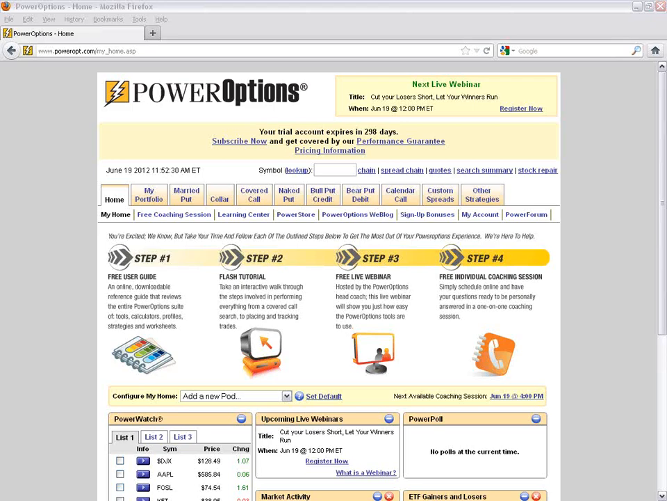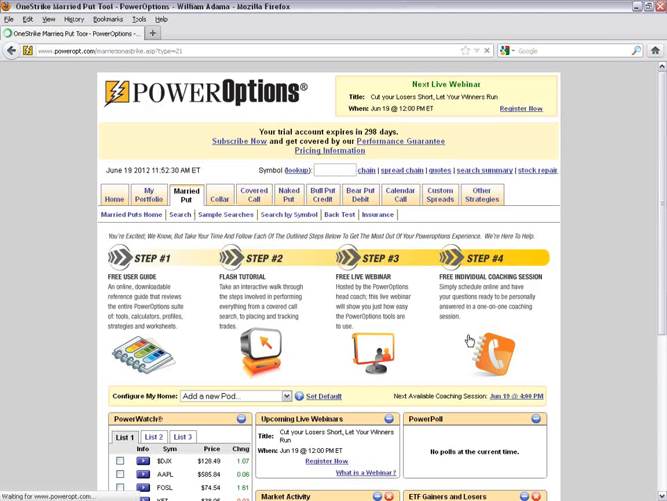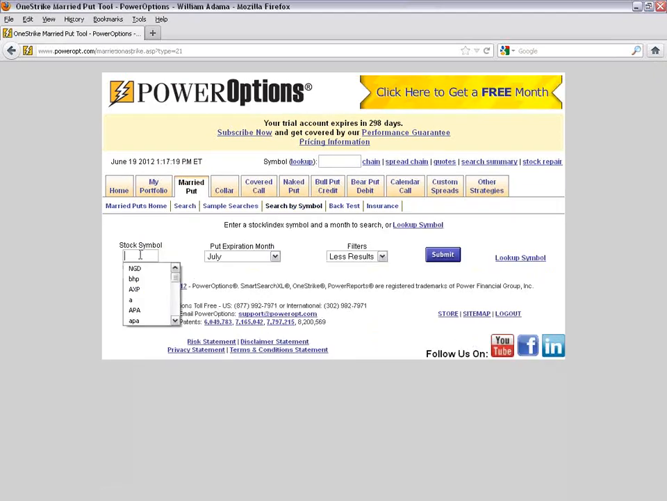Okay, PowerOptions is a patented suite of search and analysis tools designed for self-directed options investors. And as radioactive traders, we use this to identify our positions. Now, I'm going to go into the search by symbol here. We're not going to go into the main search. I'm going to look at PXP today, just as we did before.